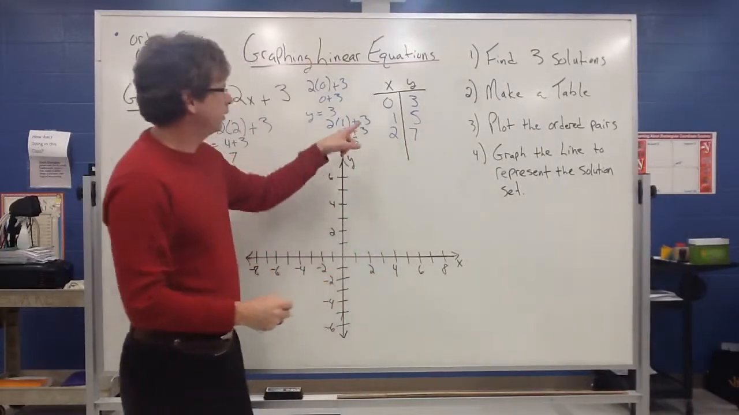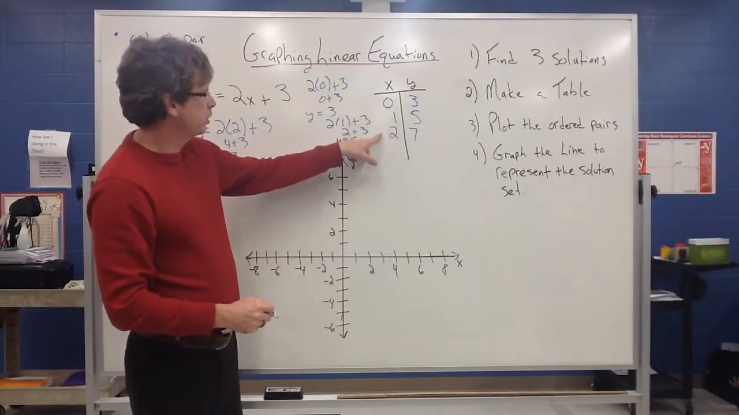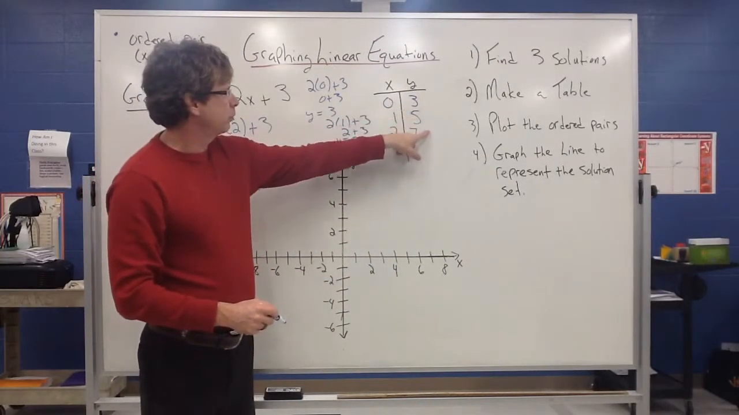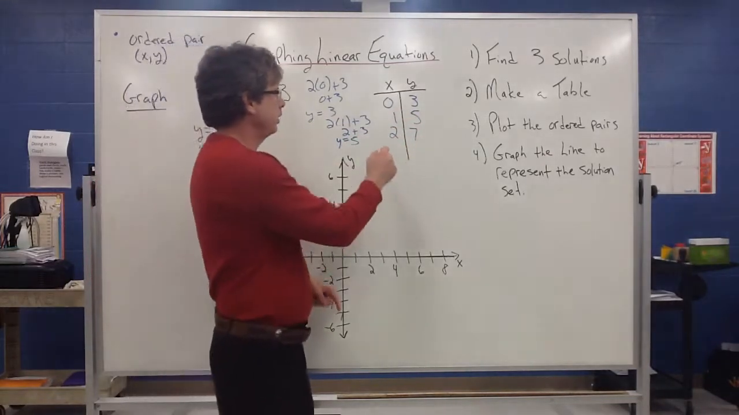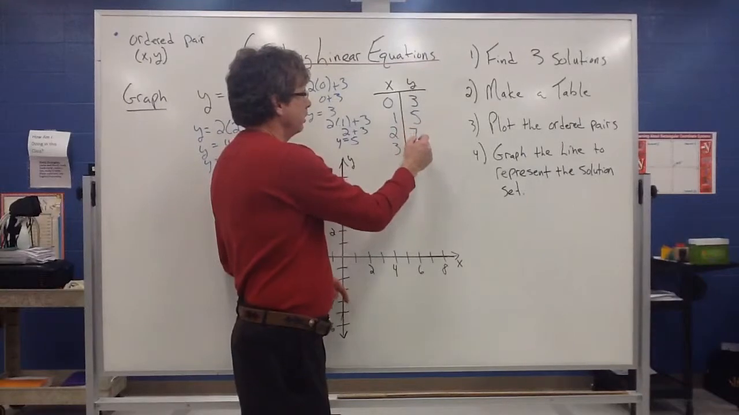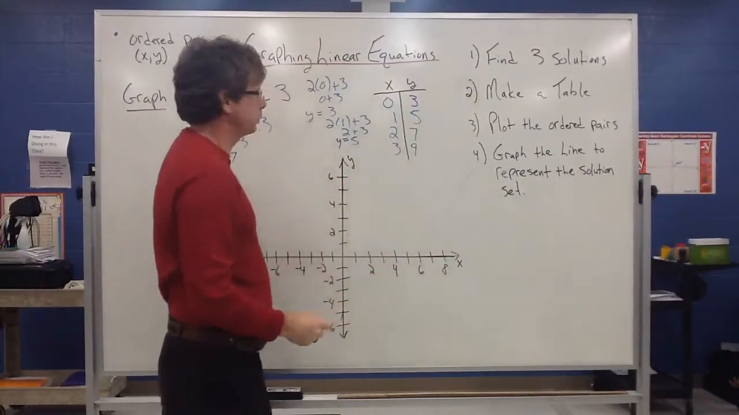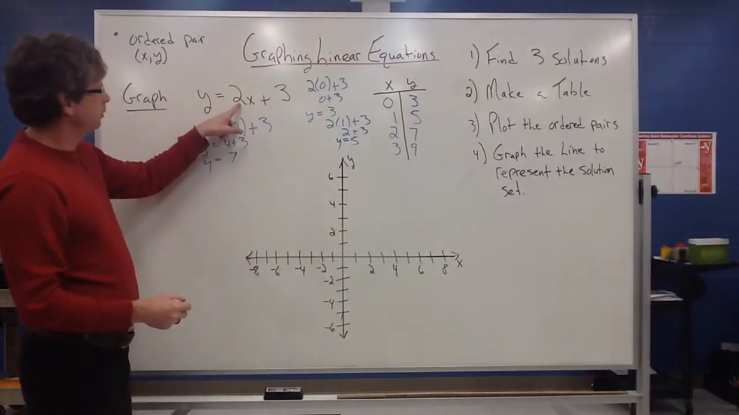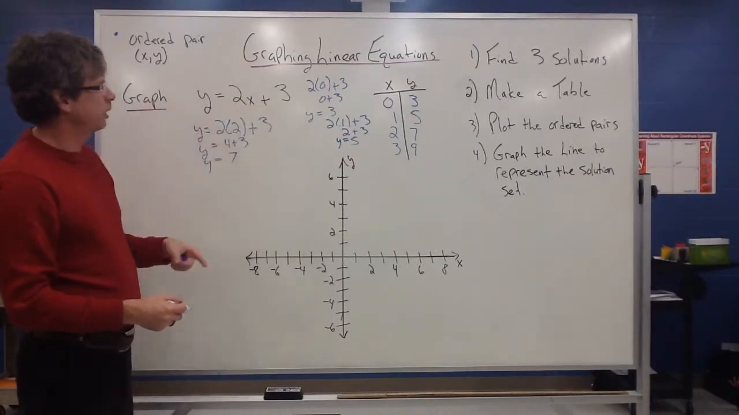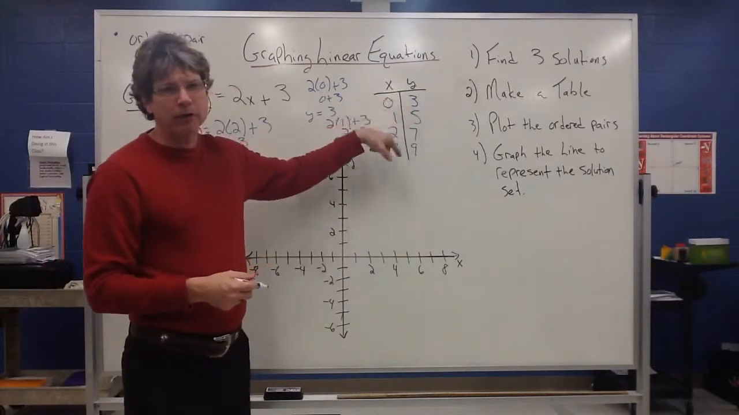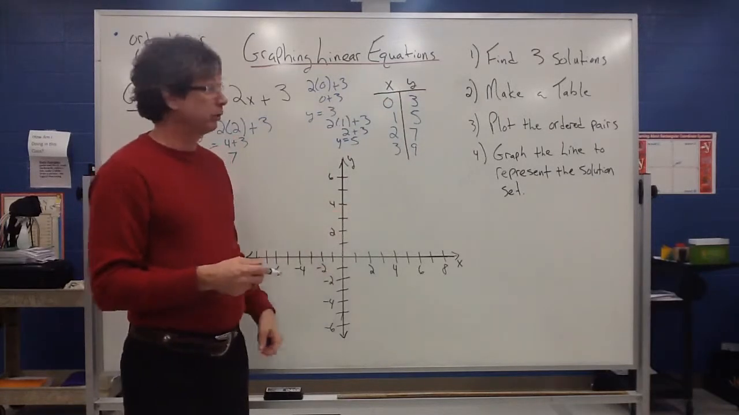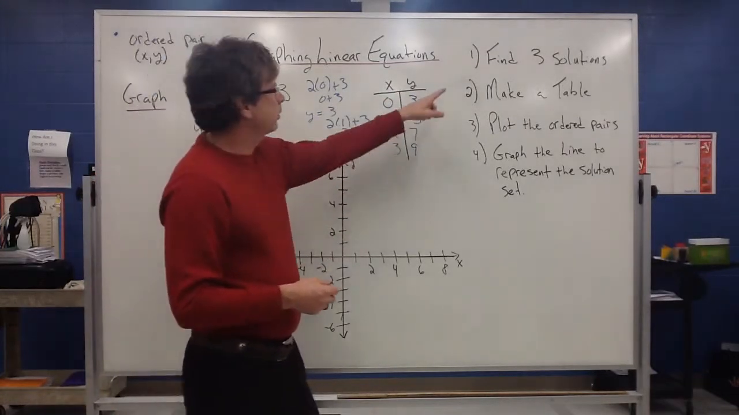You probably start to see some patterns here as well. Notice how the x's are changing by 1s and your y's are probably changing by 2s. You can probably pick another solution here. You can probably see that (3, 9) would probably also be a solution. If I put that in here, you can kind of see that 2 times 3 is 6, 6 plus 3 is 9. That indeed would be a solution. So after a while, you can start picking up patterns in your table to identify more solutions. So we found 3 solutions.